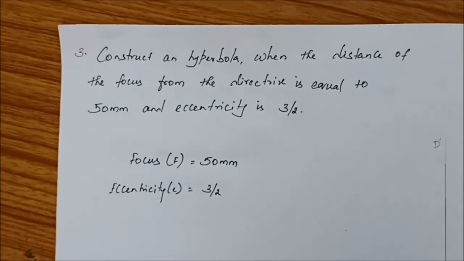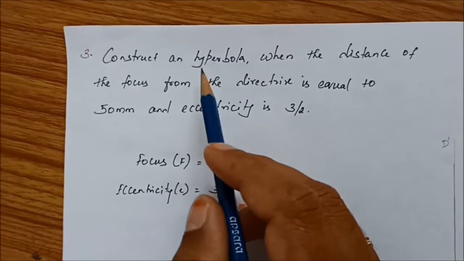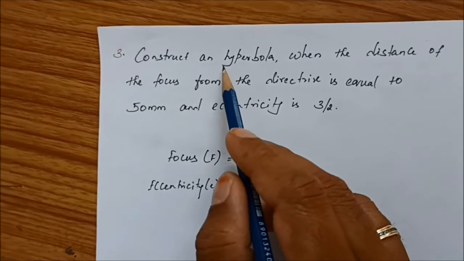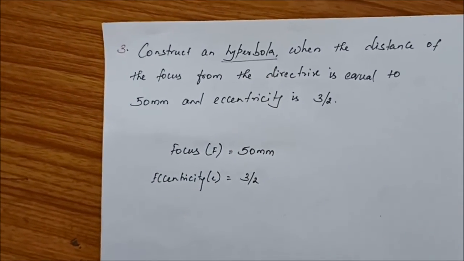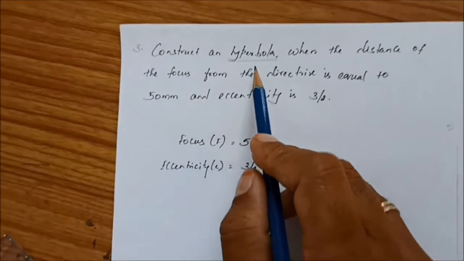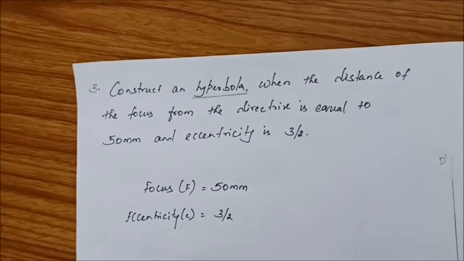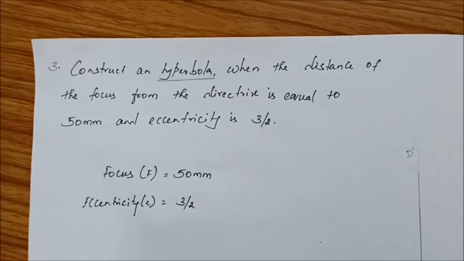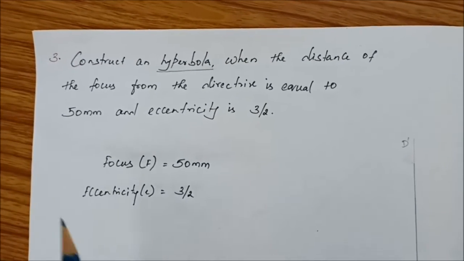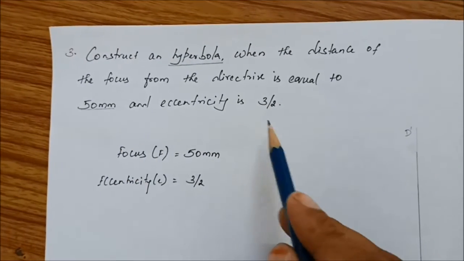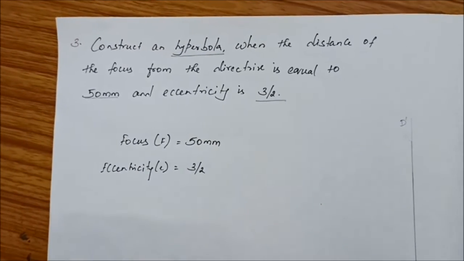Dear students, this is the third video, in which I am going to construct a hyperbola. Already we have seen the ellipse and parabola. Now we are going to see the hyperbola. So this is the question: construct a hyperbola when the distance of the focus from the directrix is equal to 50 mm and the eccentricity is 3 by 2.